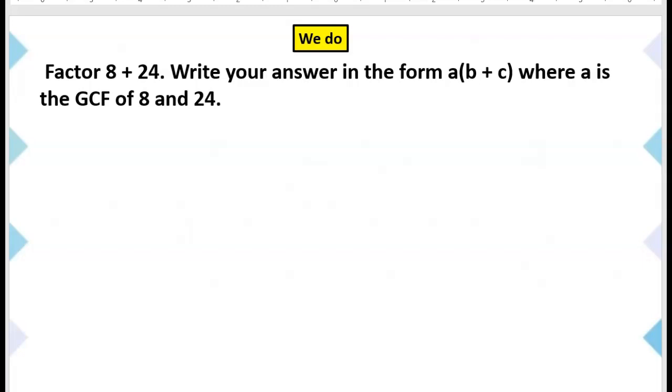Okay, the first step to doing a problem like this is finding the greatest common factor. See what it says here? It says where A, right there, is the GCF of 8 and 24. So our first step is to find out what A is going to be. So we're going to do that by finding the GCF of 8 and finding the GCF of 24.